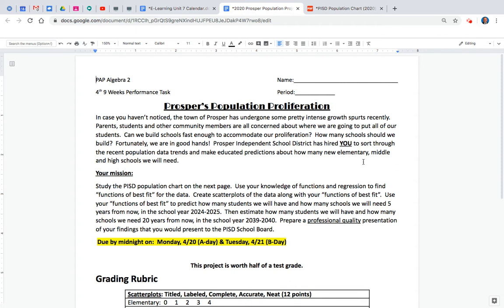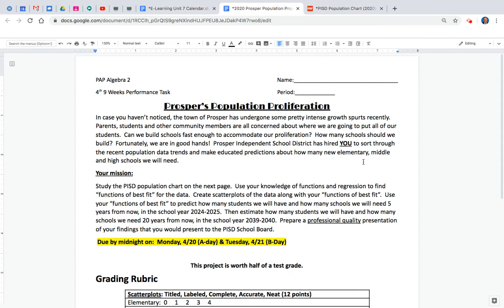So the project, let's read through it together. In case you haven't noticed, the town of Prosper has undergone some pretty intense growth spurts recently. Parents, students, and other community members are all concerned about where we are going to put all of our students. Can we build schools fast enough to accommodate our proliferation? How many schools should be built? And so on.